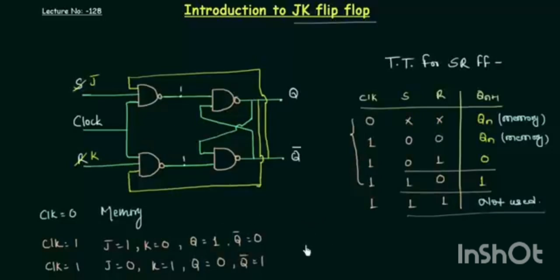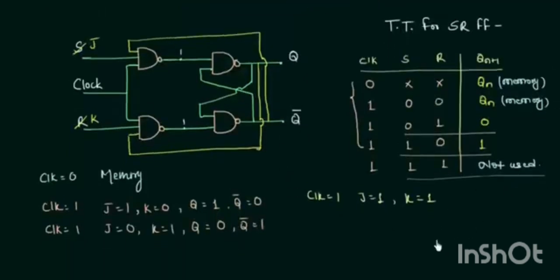In this, my clock is high, my J is 1 and my K is also 1. So what will be the values for your Q and Q complement, that we have to see. Before actually writing the values down, we have to do the analysis in this circuit, and for that I will assume Q as 0 and Q complement as 1. So let's write it down. Q is 0 and Q complement is 1.